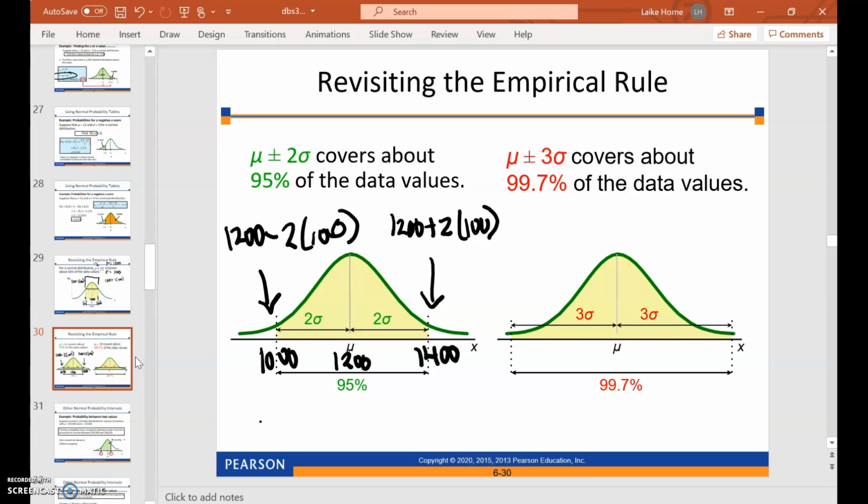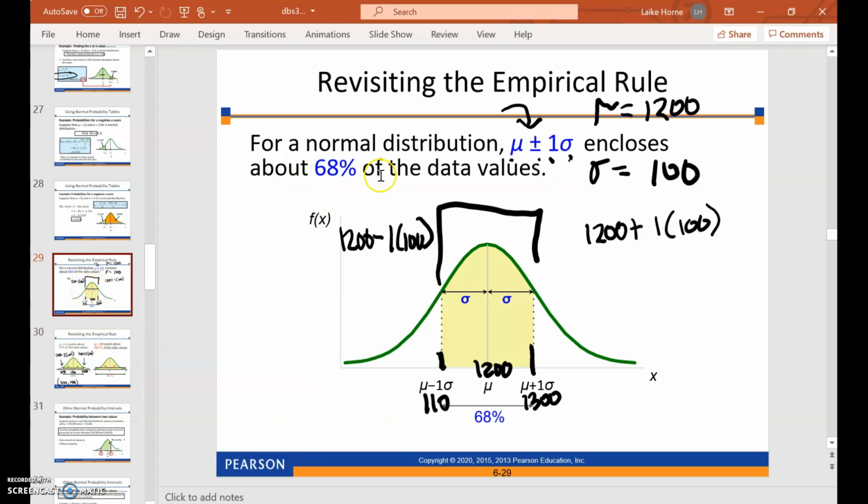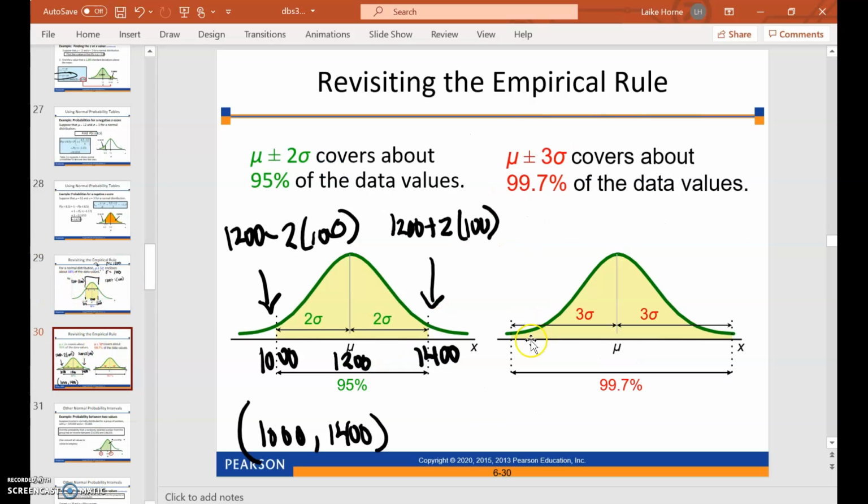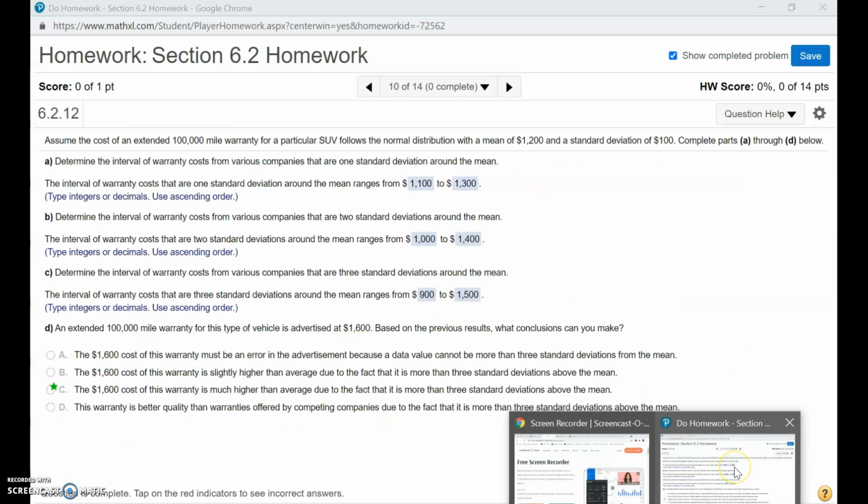The way you write the interval is in interval notation, which looks like this. The empirical rule says that 95% of our values are going to fall within 2 standard deviations of the mean. Remember, 68% of the values fall within 1 standard deviation of the mean. So our interval is 1,000 to 1,400.